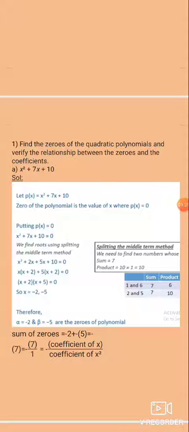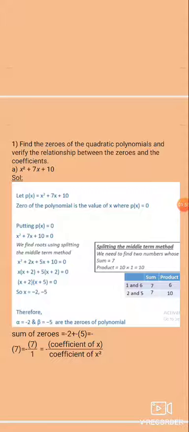Listen carefully here. The first question, a simple one: x square plus 7x plus 10. First we need to find the zeros of the polynomial. Last year we studied the method. What is the name of the method? Yes, the splitting middle term method. We can use that method here. But this question is very simple, so we can use the identity also.